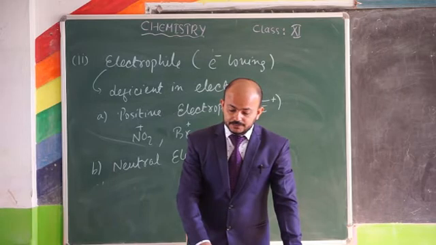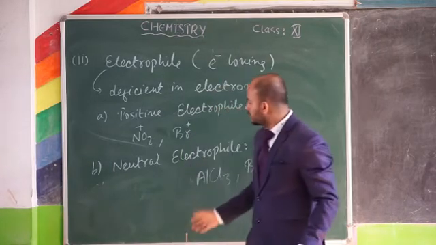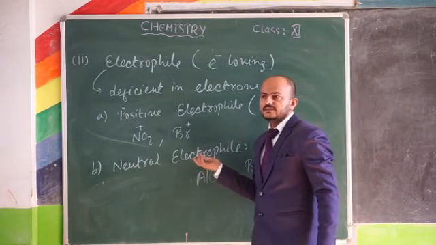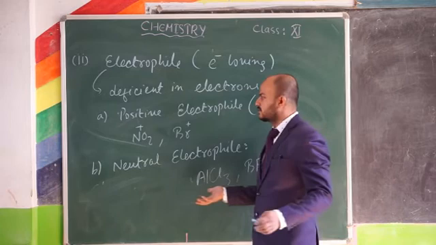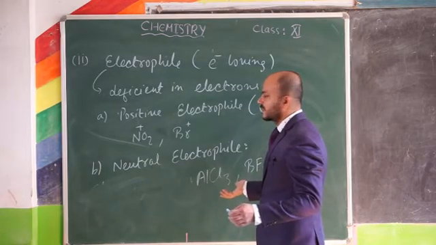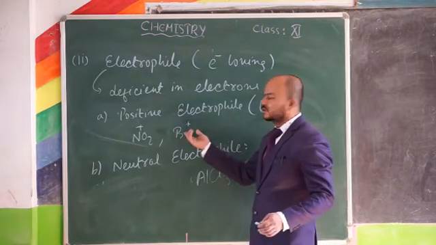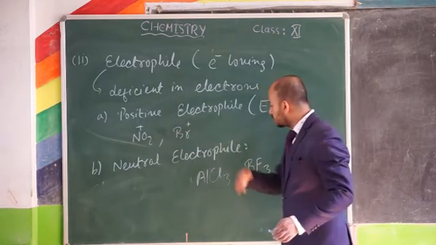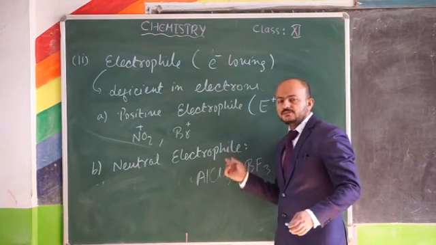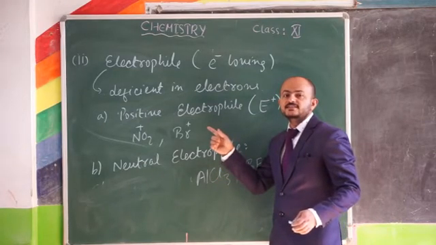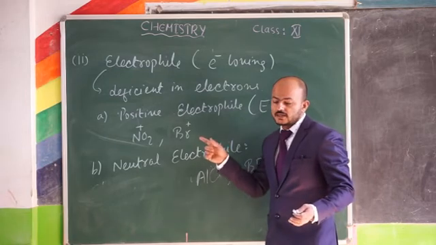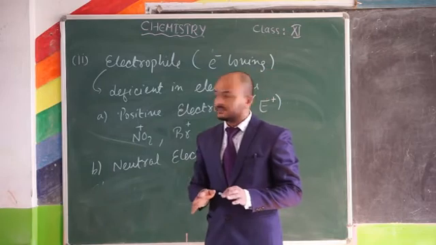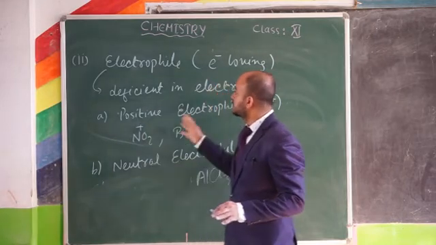Now whenever such an electrophile has to react with some substrate, what will happen? Every time, since they are positive, or they are deficient in electrons, they will go to that part which is rich in electrons, okay, or has a negative charge. So that is the second type, electrophile.